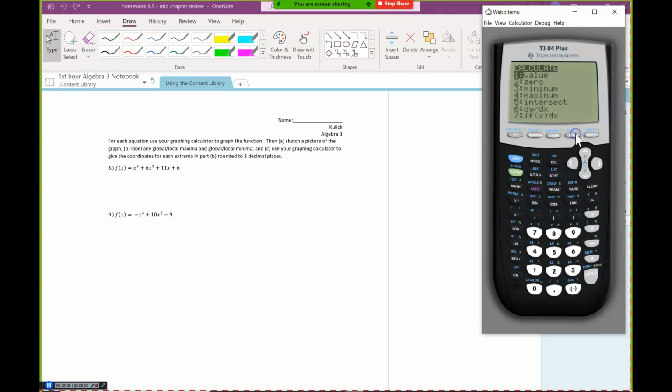So I'll do second and trace. I'll do the maximum first. So somewhere left of that maximum, that looks good. Then somewhere to the right of the maximum, that looks good. And then I guess I didn't even need to move it. So my maximum here is -2.577, comma 0.385.